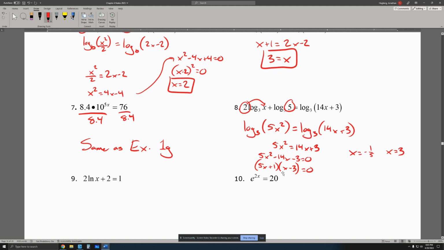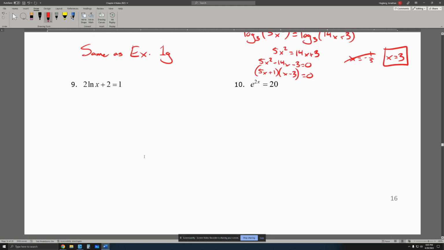Let's check both of those. If I plug in negative 1/5, that fails this log right here. So this is extraneous. If I plug in 3, it passes here. That's a constant, and it passes here. 14 times 3 plus 3 is positive. All right, we got a couple more for today.